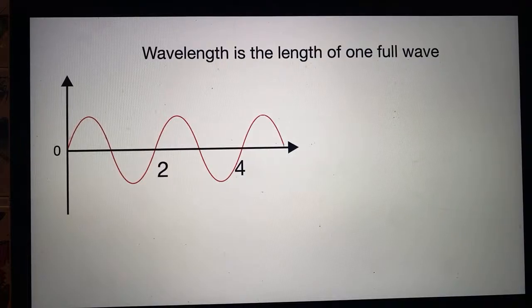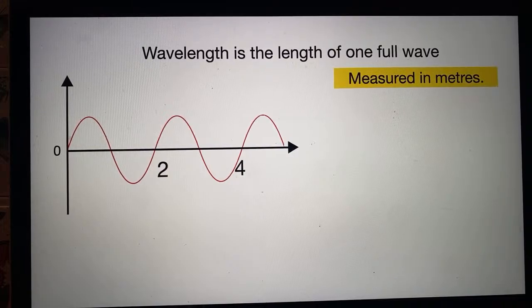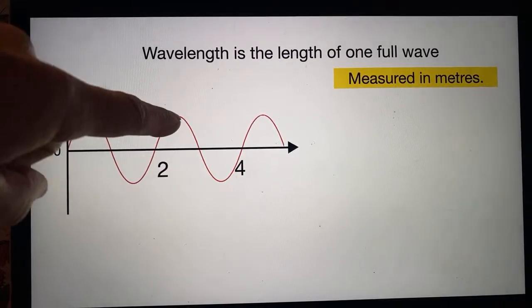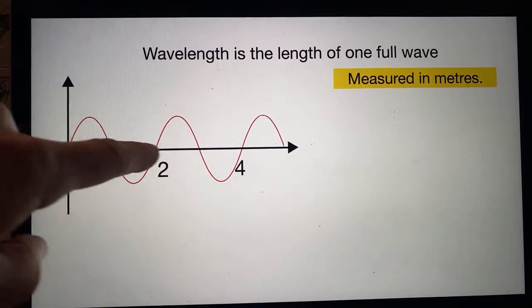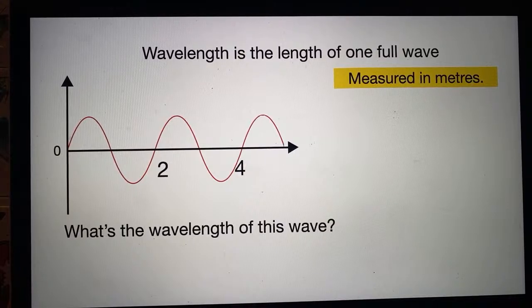We already talked about this just last week, but I don't think we can recap it enough. Wavelength is the length of one full wave. And it's measured in meters because it's a length. It's the length of a wave. Could be from peak to peak or from trough to trough or from the middle. You go all the way up, all the way down, back to the middle, the length of that wave. So what's the wavelength of that wave?